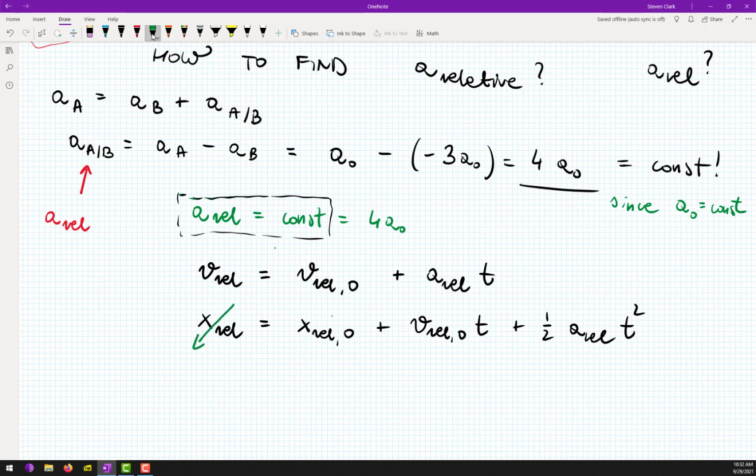So what they ask us to find, that would be 0.2, yes? Yeah, because this is the relative distance that they ask us to plug in here, yes? How about this one? Can you tell me what is v relative 0?